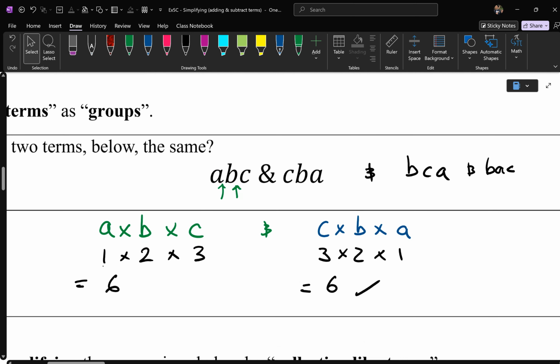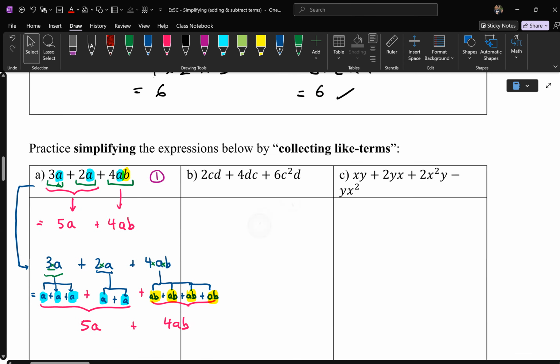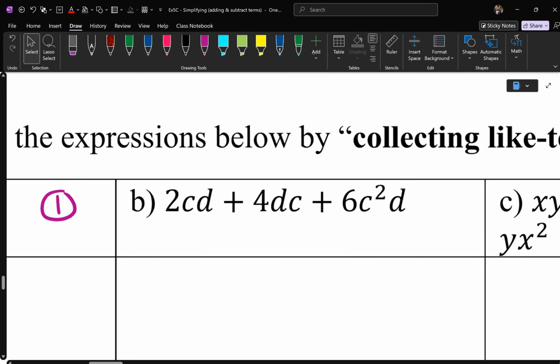So, why am I showing you this? The reason is that I can swap the letters and you're meant to know that they're exactly the same groups, to group them together. Here's an example. Let's do this example. Can you see how I swap the letters?